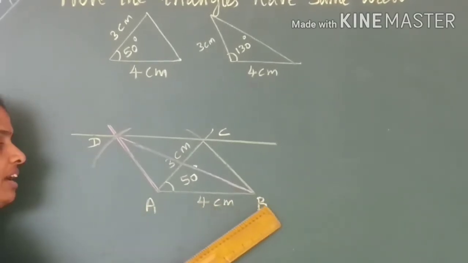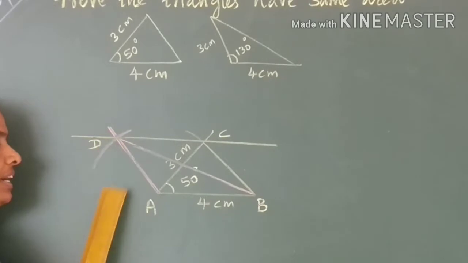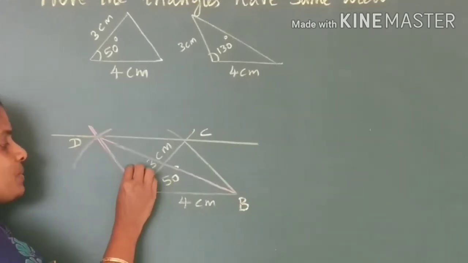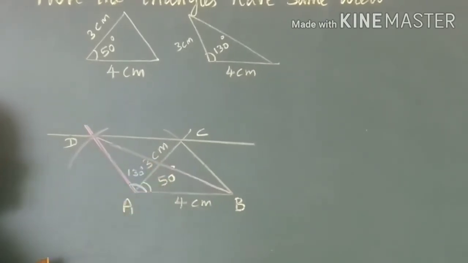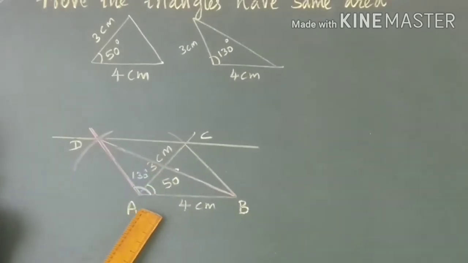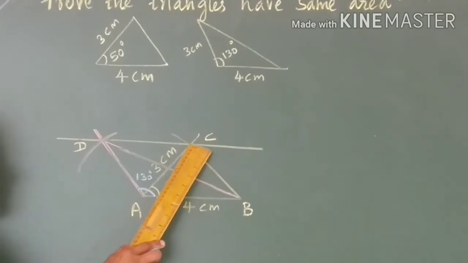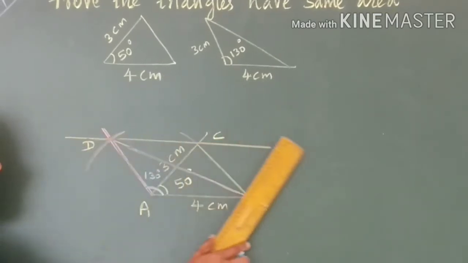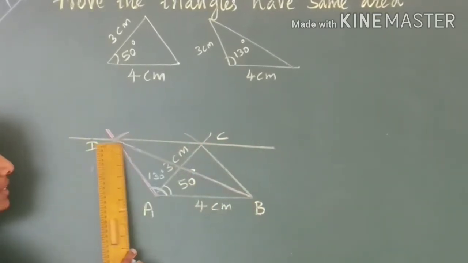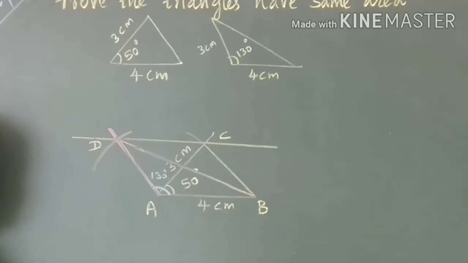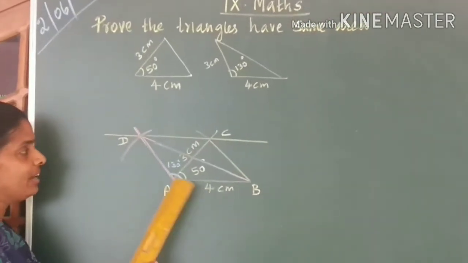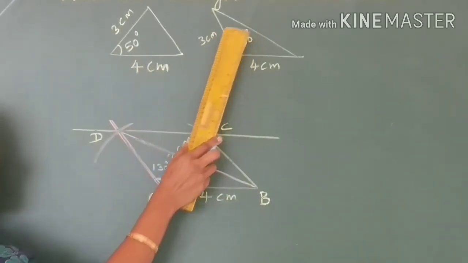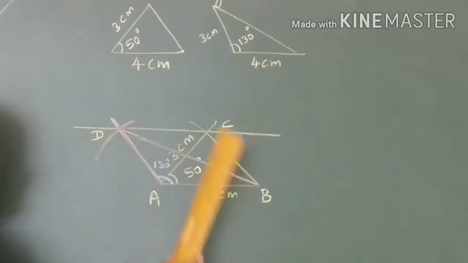Triangle ABD. The angle at A is 130 degree. Now you can understand the third vertex of both triangles are on a line. I have joined it using a scale. Do you understand, children? The third vertex of both these triangles are on a line.